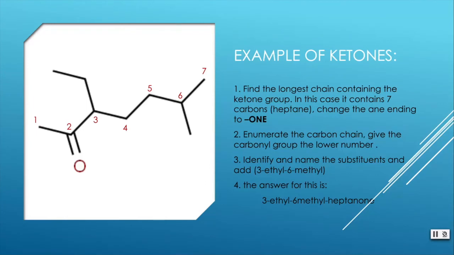Examples of ketones. 1. Find the longest chain containing the ketone group. In this case, it contains 7 carbons, or a heptane. Change the -ane ending to -one. 2. Enumerate the carbon chain. Give the carbonyl group the lowest number. 3. Identify and name the substituents and add, in this case, 3-acyl-6-methyl. The answer to this is 3-acyl-6-methylheptanone.